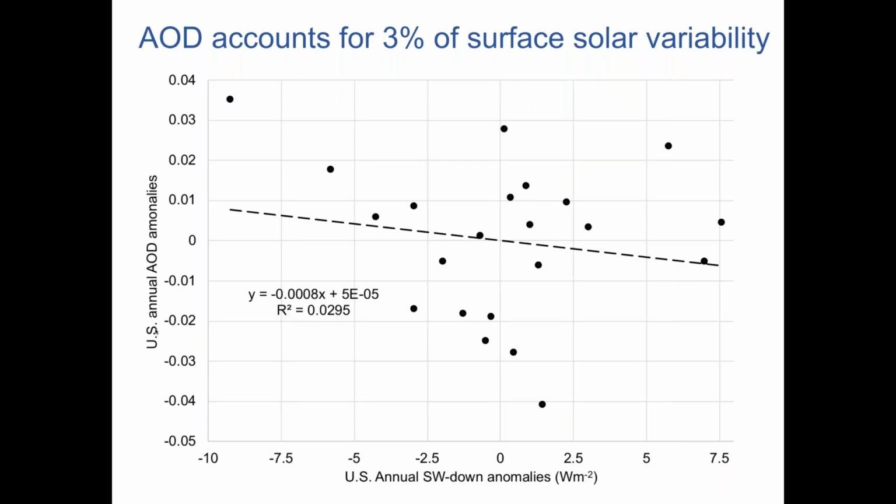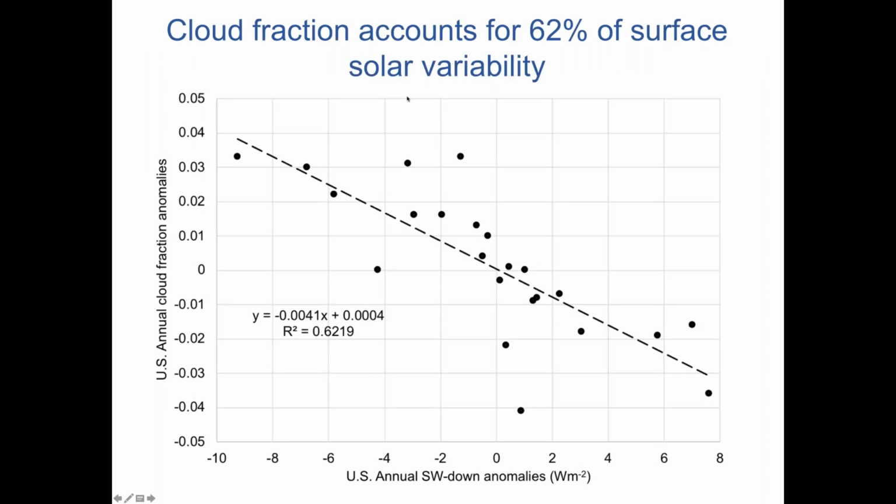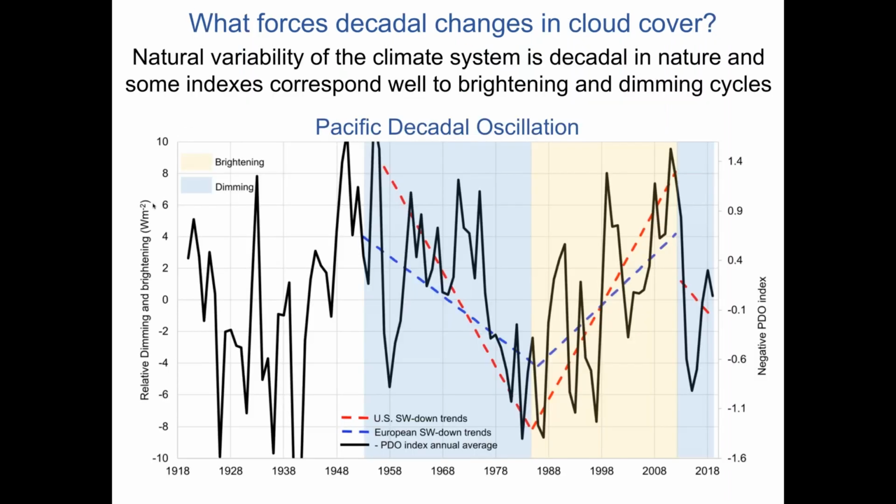Since those populations of cloud fraction overlap for the dimming and brightening periods, I looked at it another way, plotted AOD anomalies versus solar anomalies. And this shows that AOD accounts for 3% of surface variability, and cloud fraction here versus solar accounts for 62% of the surface solar variability. So with all this evidence, it's clouds basically, and not so much aerosols that are causing brightening and dimming in the US. So the question is, what forces decadal changes in cloud cover over the continents?